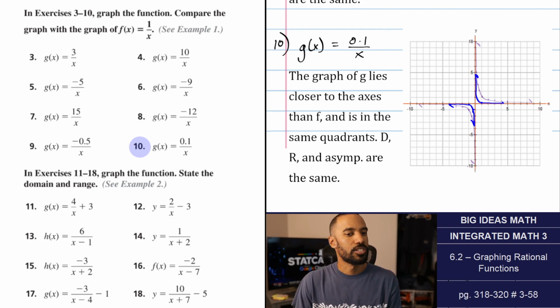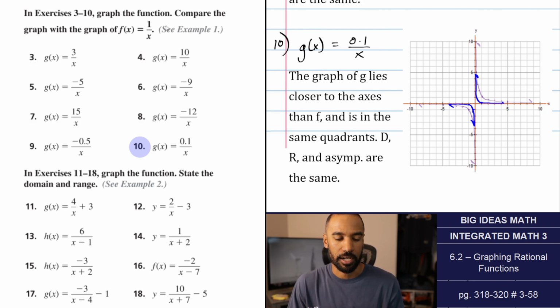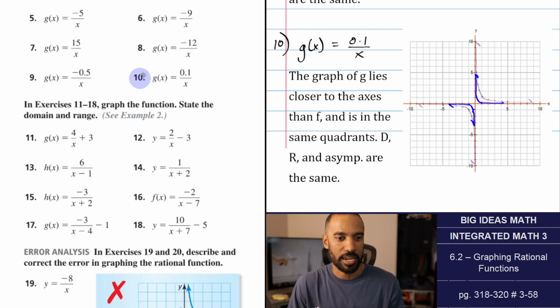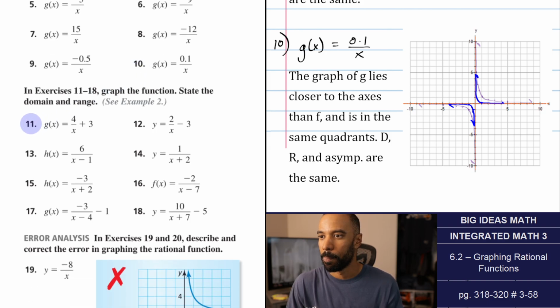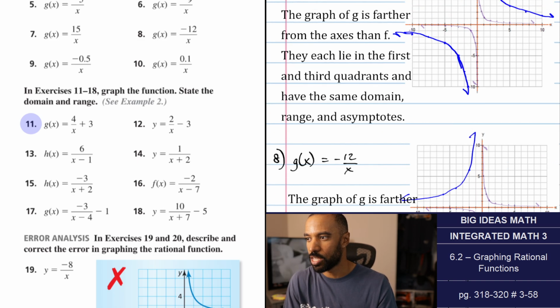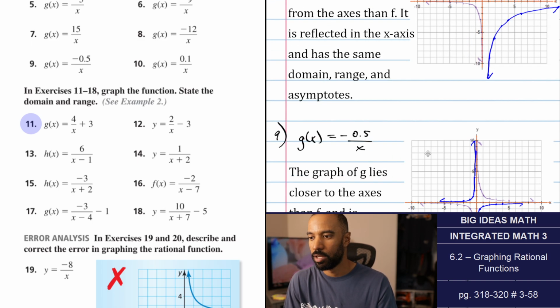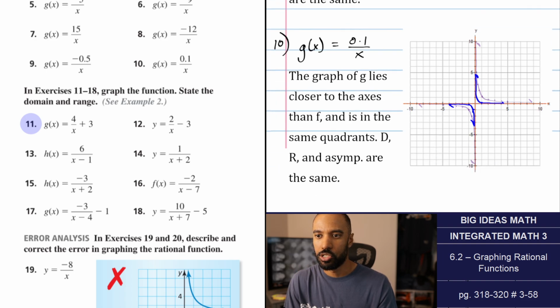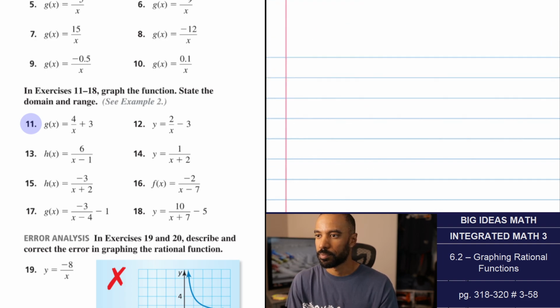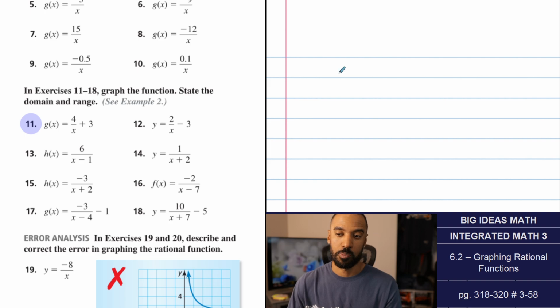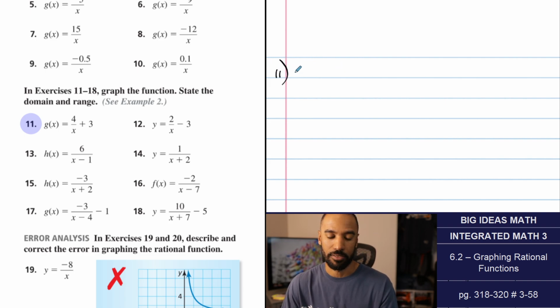Okay, guys, that is numbers 3 through 10 and comparing those. Now we're going to start stating domain and ranges instead of comparing them with these translations. So now domain and range are not necessarily the same. Let me grab another set of axes here. Let's do number 11. Now, this is everything I speak of. Listen, there's a reason I do the lecture portion. Everything I speak of is based off what we did in the lecture.